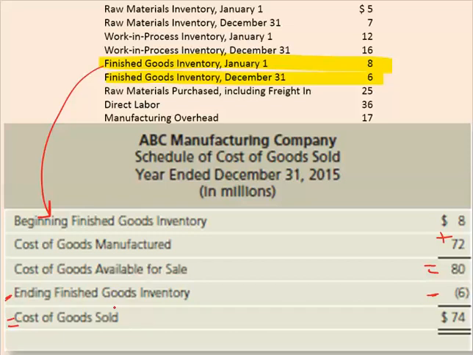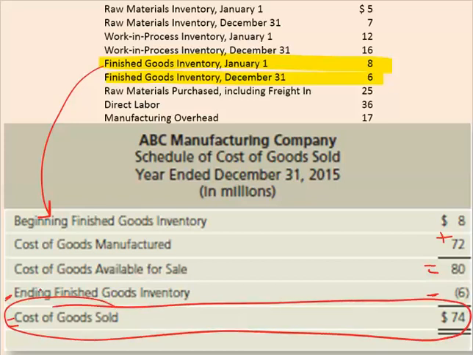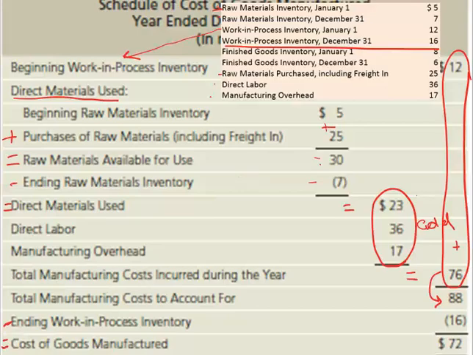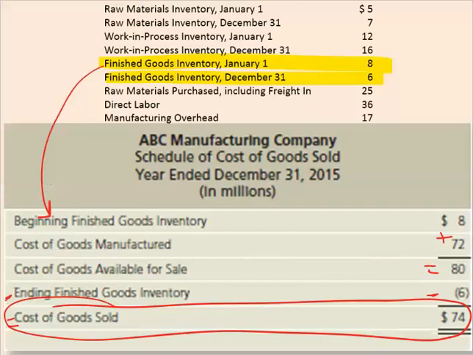of $74. So cost of goods sold was $74, cost of goods manufactured during the period was $72. So we actually manufactured $72 worth of materials, but we sold $74, so we had some in inventory previously.